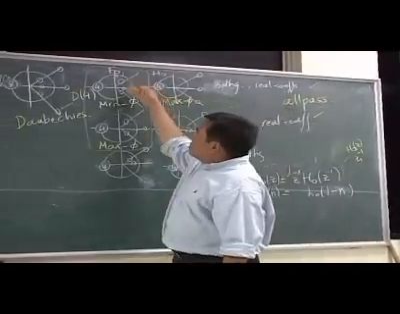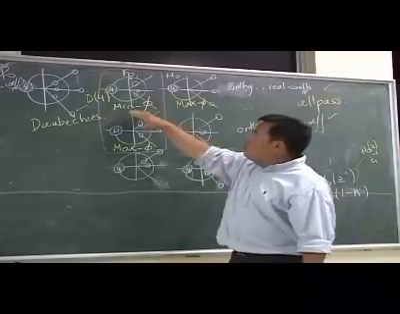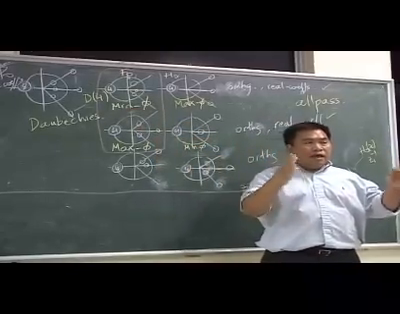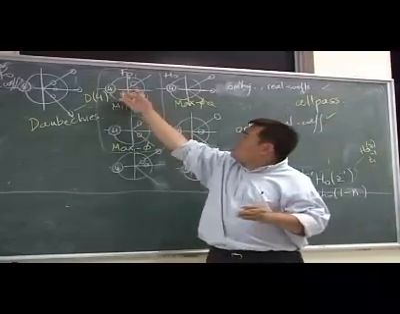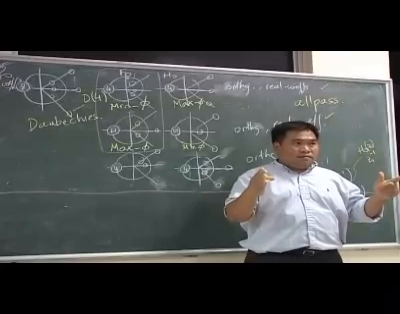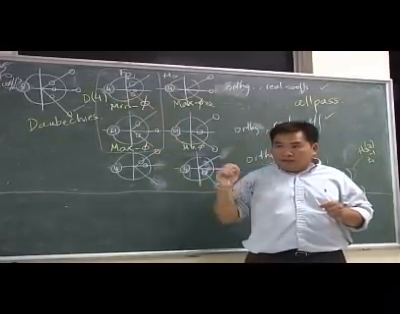Because the zero is inside the unit circle. So when I say minimum phase, I'm looking at all systems that have the same order, order 7, and the same magnitude response. This one has the smallest phase lag. Okay, that's what it means.